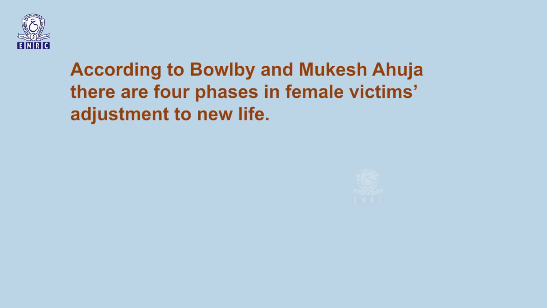Now, what are the phases of adjustment to new life? Victims of violence have to adjust to new life and take up new roles. This process of change involves several phases. According to Balbai and Mukesh Ahuja, there are 4 phases in female victims' adjustment to new life. Phase 1 is shock and pain. This phase depends on the nature of violence and factors such as age, education, employment, and emotional adjustment.